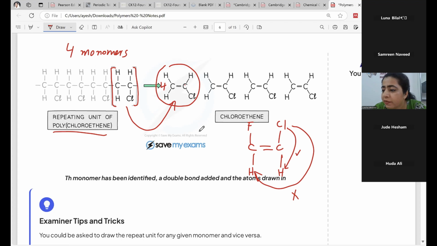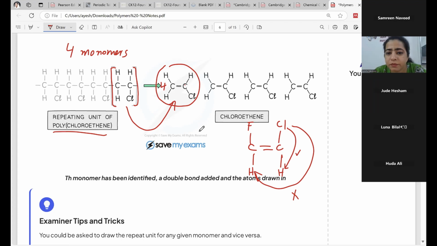Okay. Yes, Samri. Miss, does a monomer have a double bond or a single bond? Double bond. A monomer should have a double bond. The repeating unit will have a single bond, and the polymer should have a single bond. So, a monomer has a double bond, and a repeating unit will have a single bond, and the polymer should also have single. Okay, Miss.